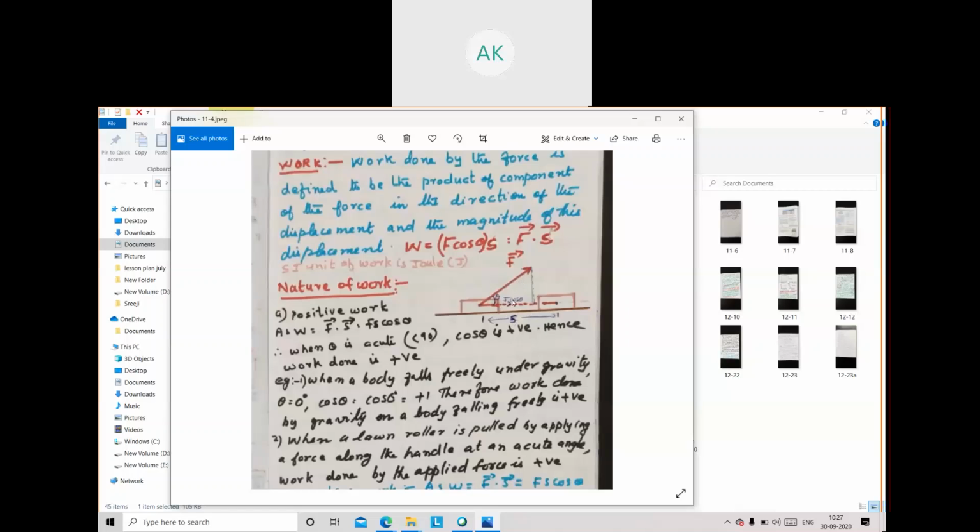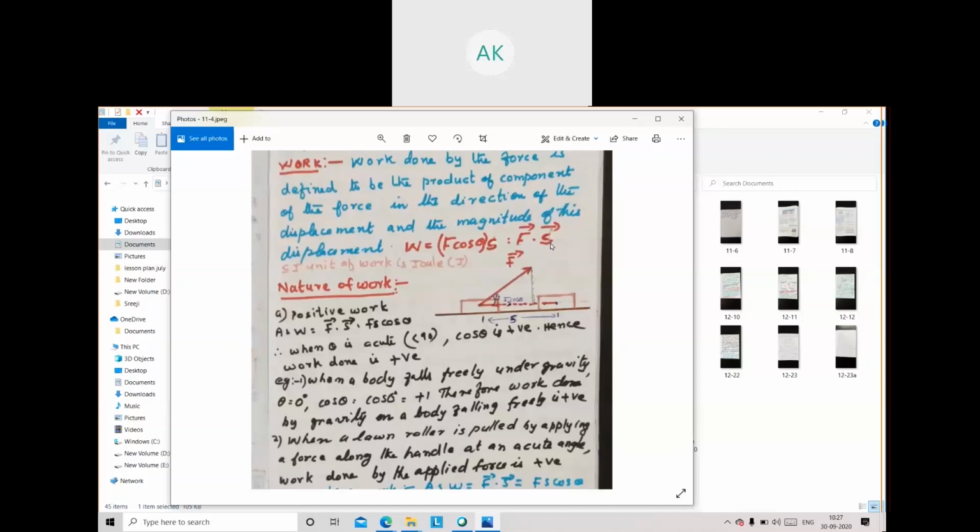And here, see, work done. How will you calculate the work done in that case? Here the displacement and force are not in the same direction. So when they are inclined at an angle, we have to find the dot product of this force and displacement. Both are vector quantities. So work done is equal to F dot S.